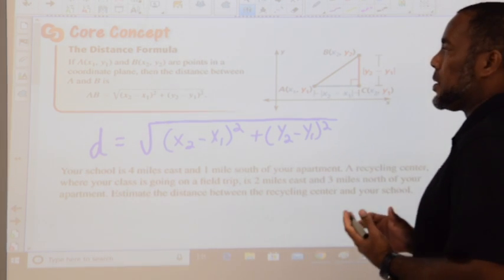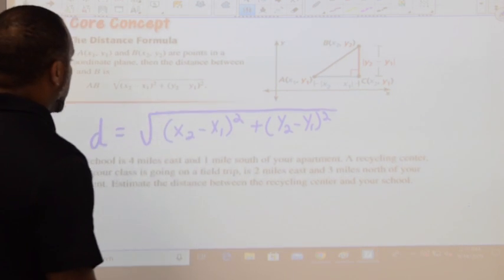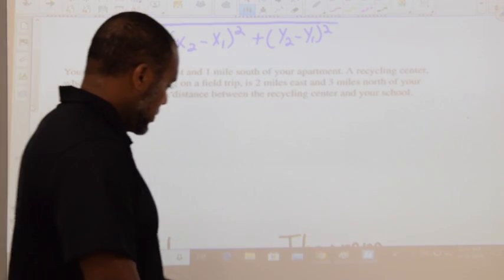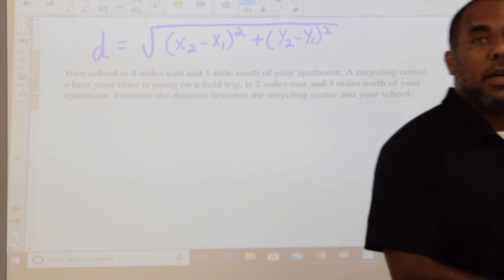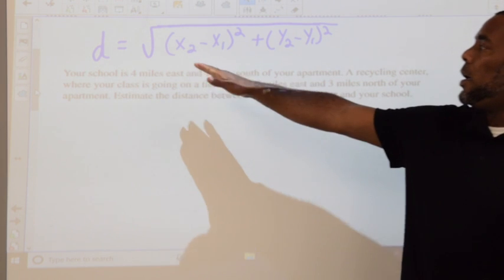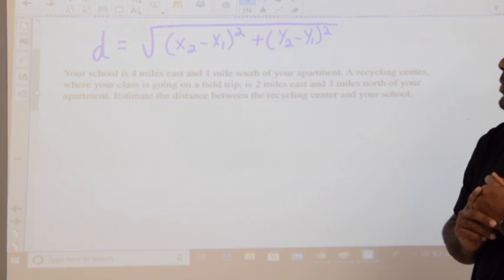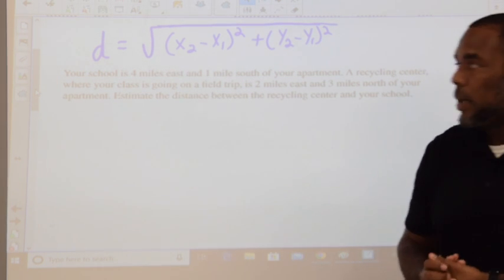And now it's just as simple as the midpoint formula before, and we're just going to go through. Let's take a look at this problem here. So here's our distance formula: the square root of the quantity of x2 minus x1 squared plus the quantity of y2 minus y1 squared.